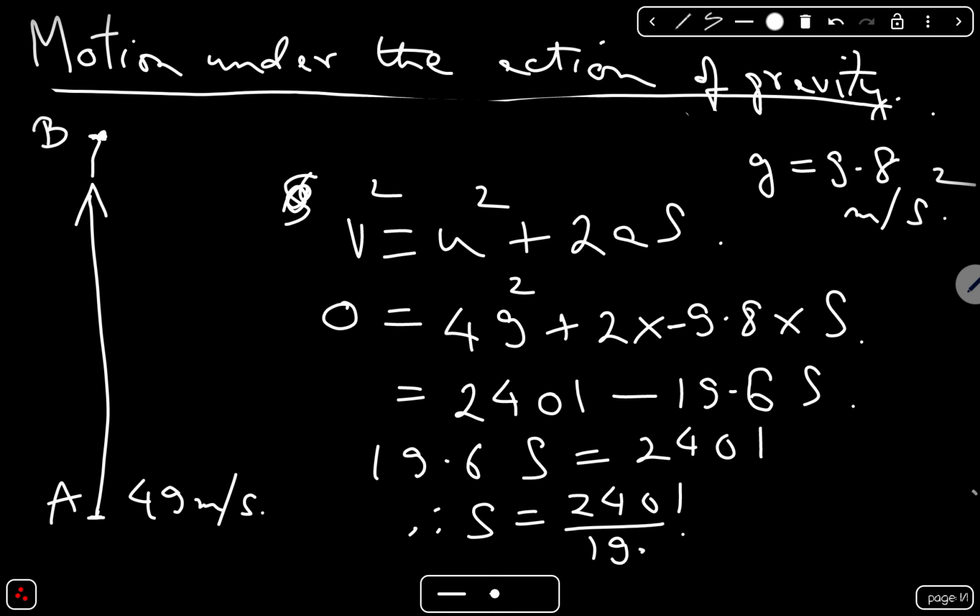So 2401 divided by 19.6. Please use your calculator to find out. Let me also use my calculator to find out the value. 2401 divided by 19.6. So I am getting 122.5 meters. So the maximum height reached is 122.5 meters. So we have calculated the first part. Now we have to find the total time taken.